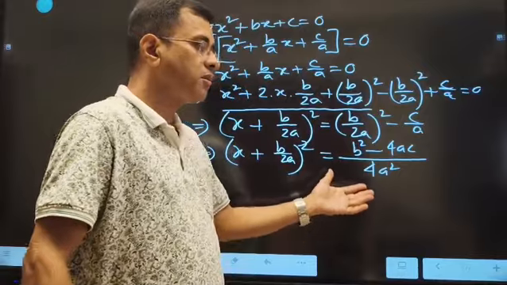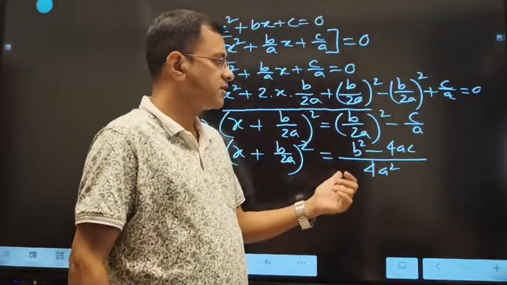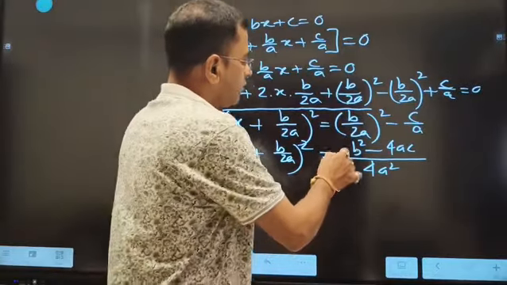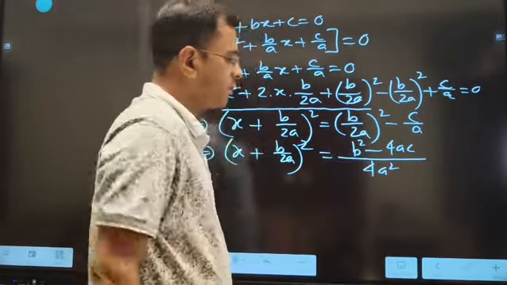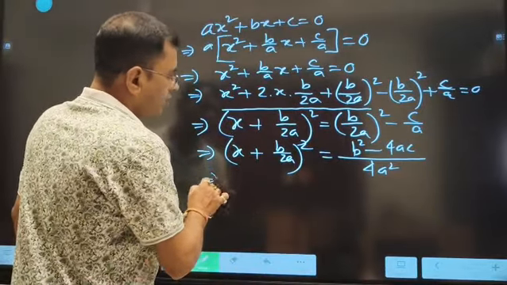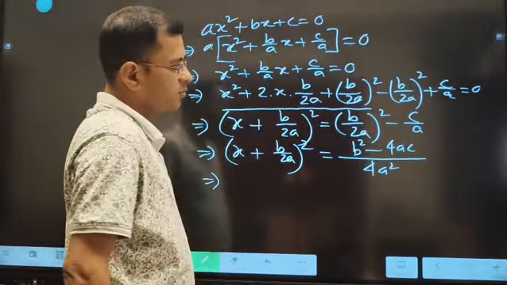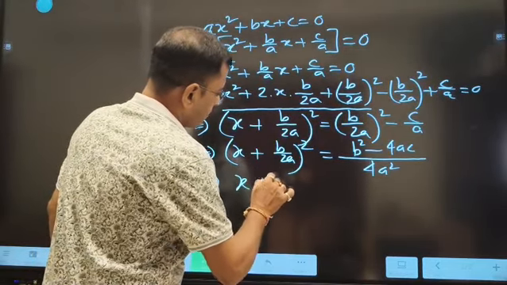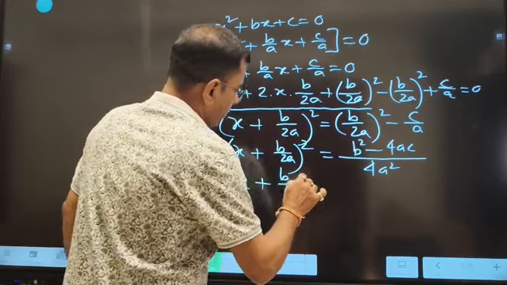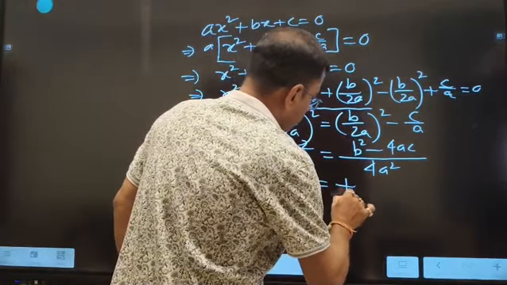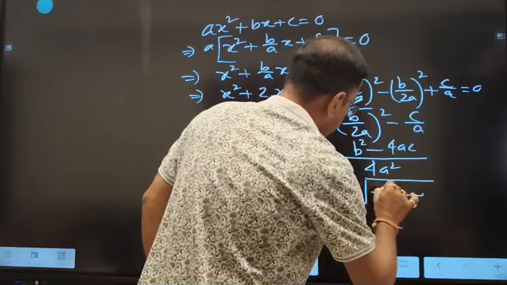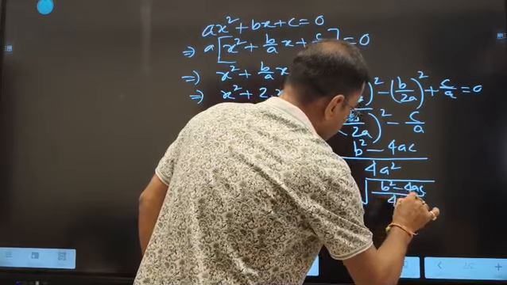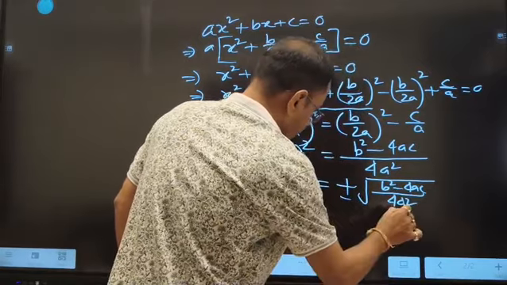If you have any problem understanding this, you can write to me in the comment box and I will give you further explanation. I think you have understood this. If you have any problem, you can just ask me. Then x plus b by 2a is equal to plus minus the root of b squared minus 4ac divided by 4a squared.